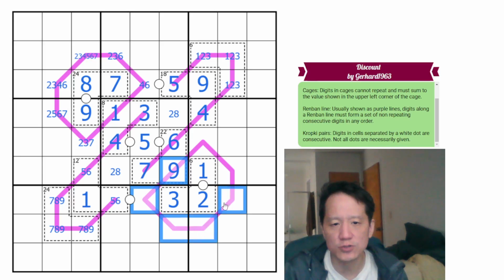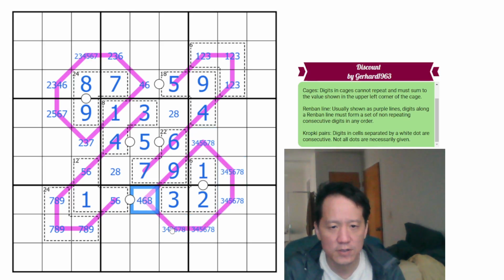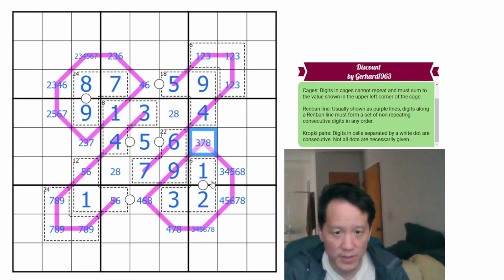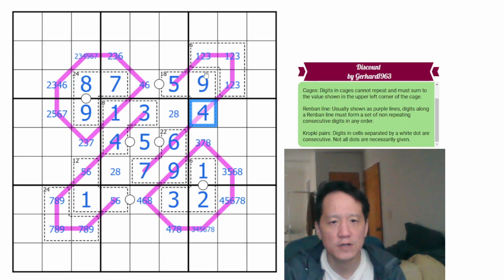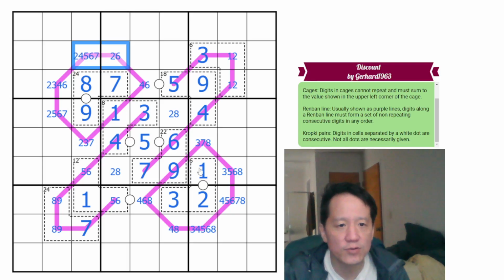Similarly, this is also 7 in length of a Renban, so it has to have 3 through 8 in the remaining 6 cells. This can't be 3, 5, or 7. This can't be 3, 5, or 6. This can't be 3. This can't be 7. This can't be 4, 5, 6. This can't be 4 because of that 4. This can't be 1 or 2, so this must be 3, which means this can't be 3. This can't be 8 or 9, so this must be 7, which means neither of these can be 7. These can't be 7 here. These can't be 3.